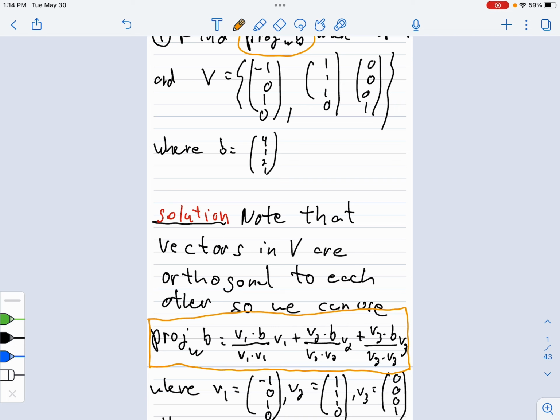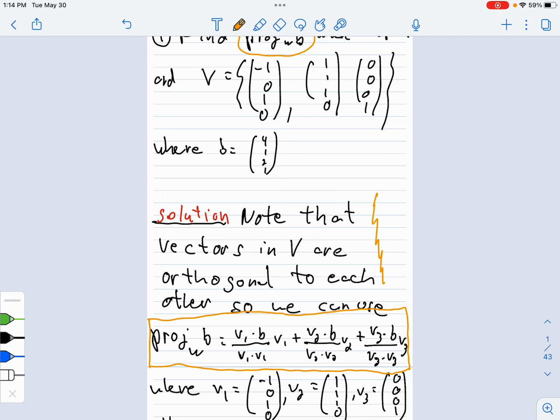Now in this case, I have a note here that the vectors in V are all orthogonal to each other. You can take the inner product or the dot product, whatever you want to call it, and you would see that if you took the dot product between any two of these vectors, it would equal 0. So we can go ahead and use that formula that I have in the box.